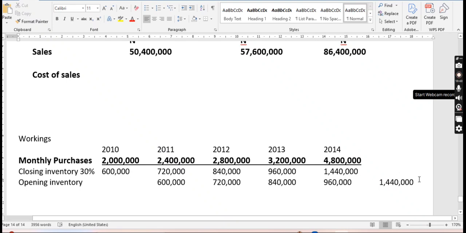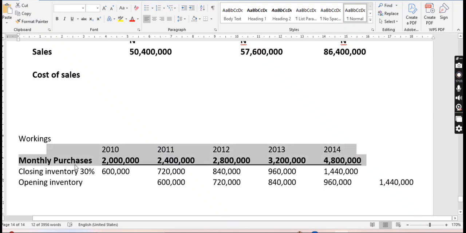Okay, in a simple format, what you have in your closing inventory will be the opening inventory of the following year, right? Just like the December of 2020 will be the opening in 2021. So we've calculated our opening and the closing. Now, don't forget that all this is monthly purchase. Now, what is your yearly purchases?